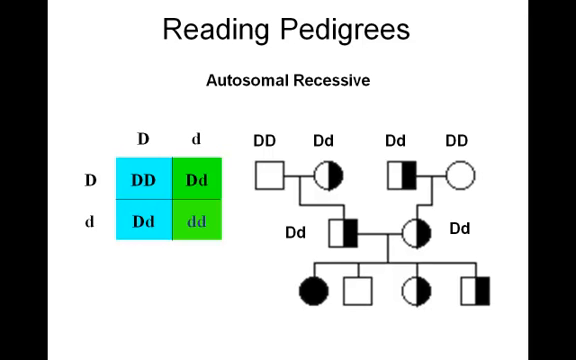And 2 out of 4 children will be carriers, inheriting 1 bad copy of the gene and 1 good copy of the gene. These are the half-filled symbols at right on the pedigree and the last row of the pedigree, and at upper right and lower left on the Punnett square.